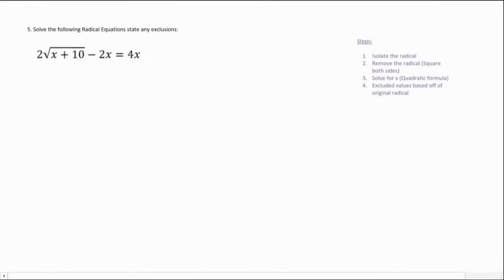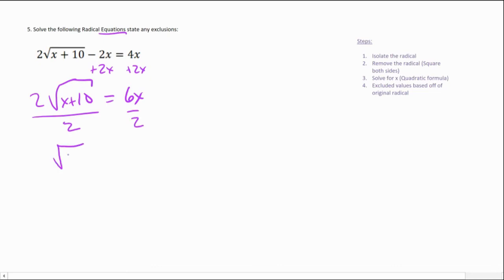We're asked to solve the following radical equations and to state any exclusions. So first of all, I want to isolate the radical. I'm going to add 2x to both sides to get 2 times the square root of x plus 10 equals 6x. Divide both sides by 2 and get the square root of x plus 10 equals 3x. Now I am going to square both sides.